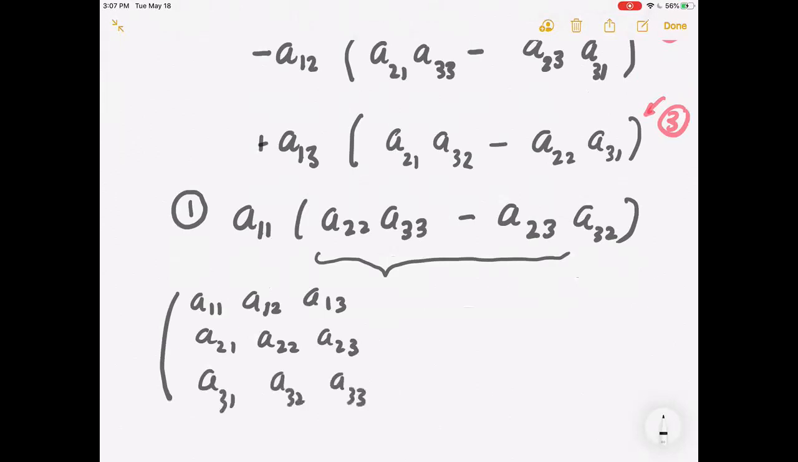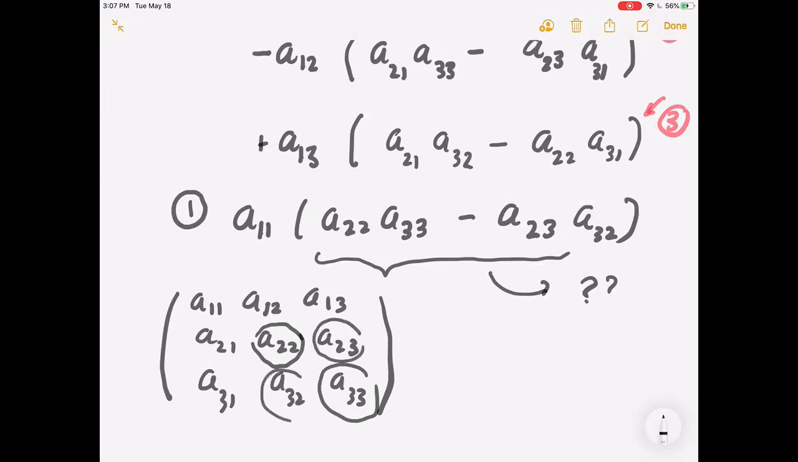So now let's study this guy in parentheses. It involves multiplying a sub 2, 2 times a sub 3, 3. Well, that's just that times that. And then it has a minus sign, a sub 2, 3 times a sub 3, 2. Well, that's just that. So it looks like what this guy in parentheses is the determinant of a matrix that you get from the original coefficient once you get rid of the first column and the first row.